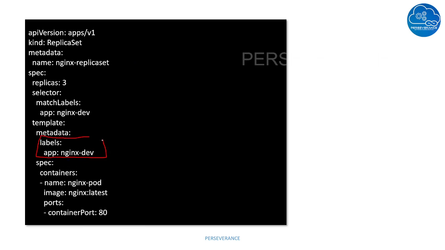The labels are app nginx dev, and under the replica set specification we have the selector, where we also have matchLabels, which matches this label to the pod label. This ensures that the pods which have these labels should be deployed with 3 copies, which will have the same nginx pod container using the same nginx image with the same port. That is the usage of selectors and labels here. So we can deploy this now.